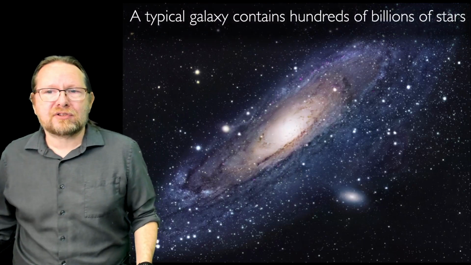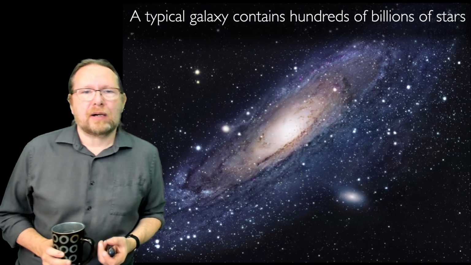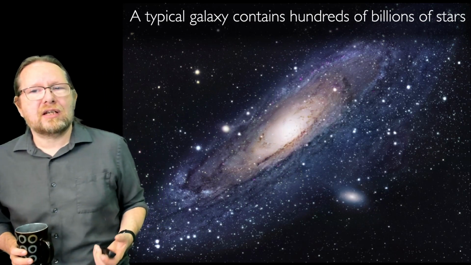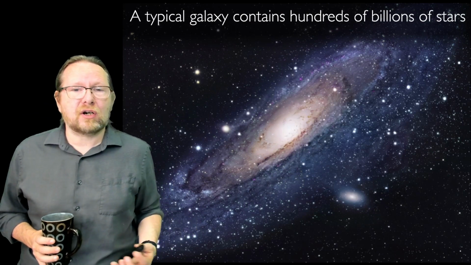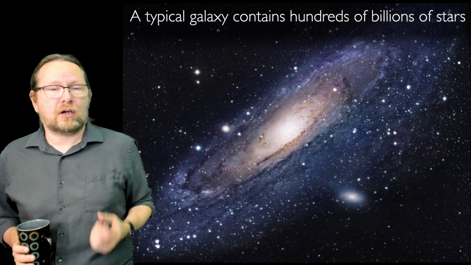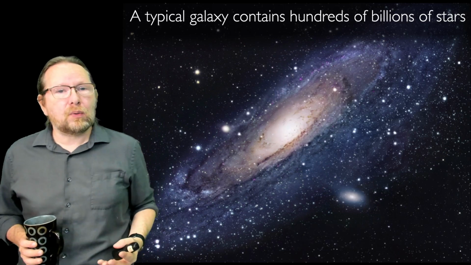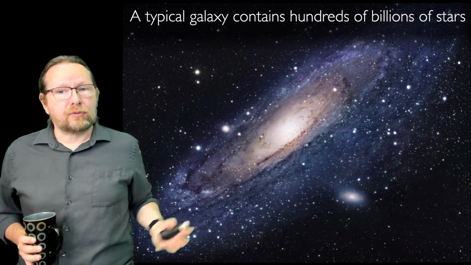This is a picture of a galaxy, a typical spiral galaxy, very much like our own Milky Way galaxy. It is not a picture of the Milky Way galaxy. We can't take a picture of the Milky Way galaxy because we live inside of it. This is actually a picture of the Andromeda galaxy, one of the closest big spiral galaxies to us. A typical galaxy contains hundreds of billions of stars, up to maybe even 1 trillion stars for a large galaxy. Our own Milky Way galaxy contains 200 or 300 billion stars.